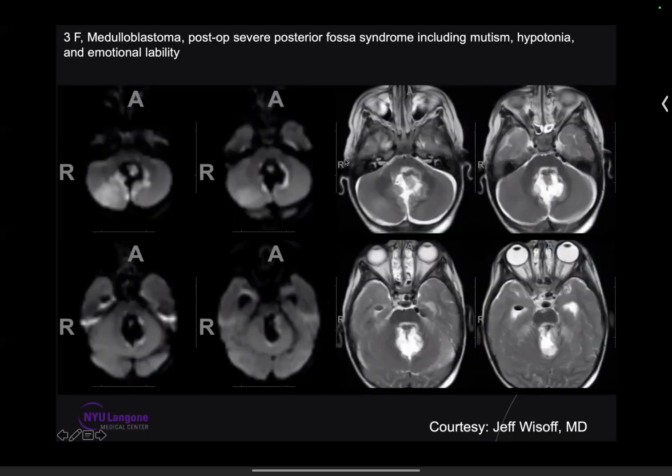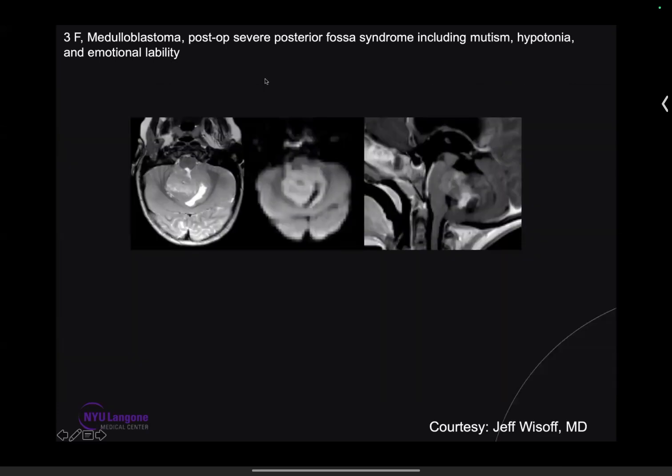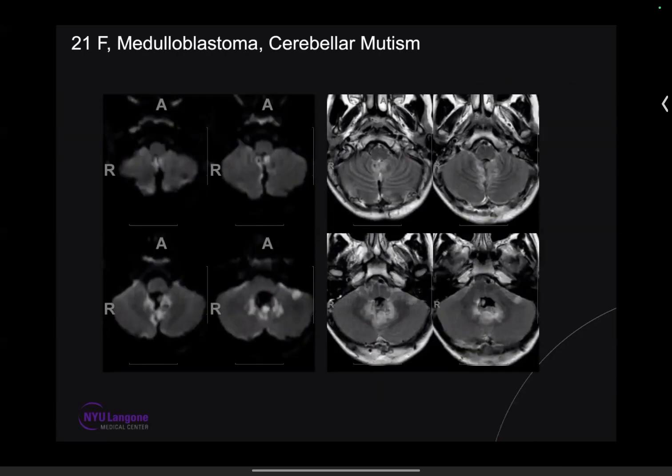These patients develop a lot of problems, including emotional lability, right? And also, sorry, this is the second case. This was the case we were discussing, right? They develop a lot of motor and cognitive issues post surgery, and this is called cerebellar mutism.